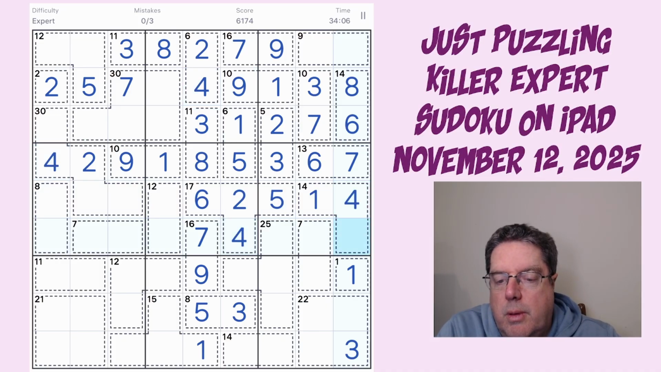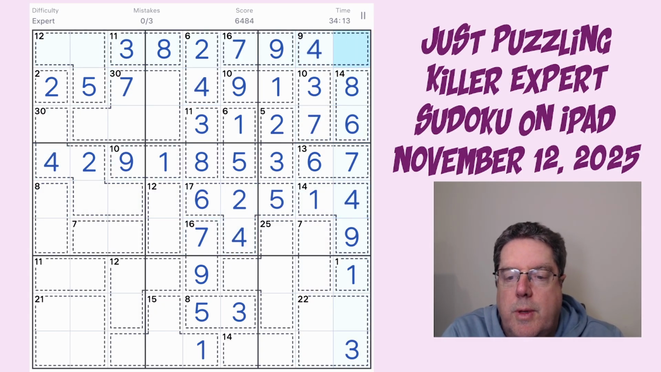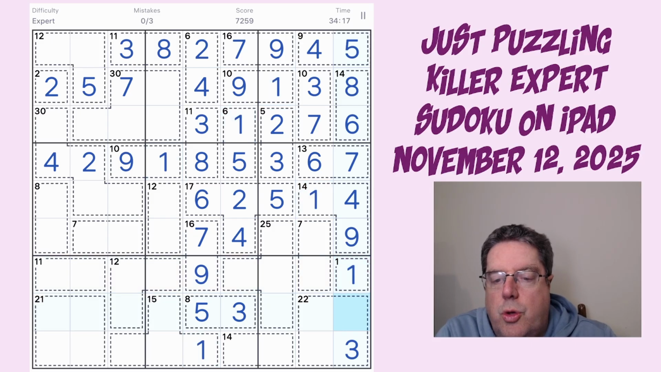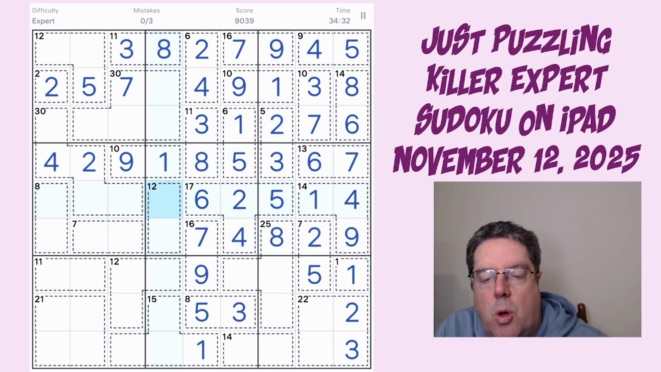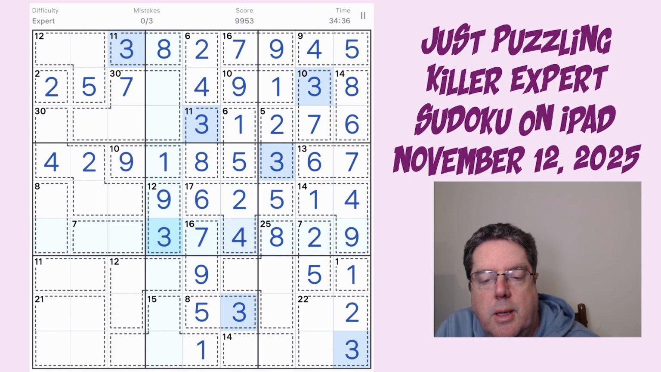That's not 5. 4 comes up here, so this is a 4, leaving this to be a 5. 1, 2. So this is a 2. 2 can't be here, so that's a 2, 5. 1, 2, 3, 4, 5, 6, 7, 8. Okay, so we still have 9 and 3 here. 9 can't be there, so that's a 9, leaving this to be a 3.